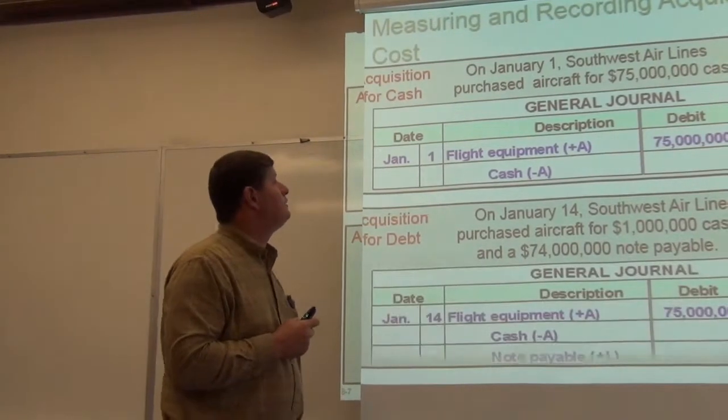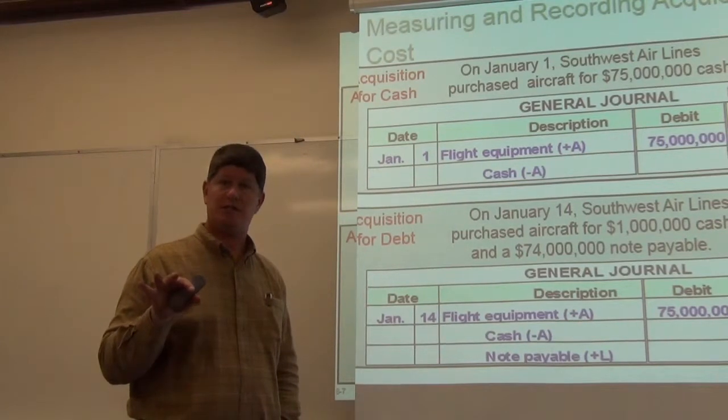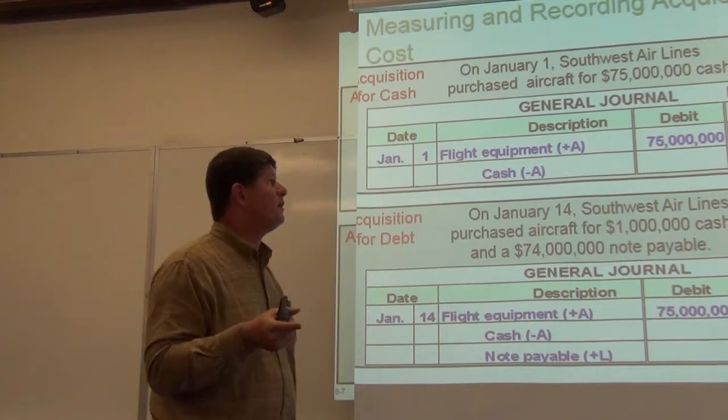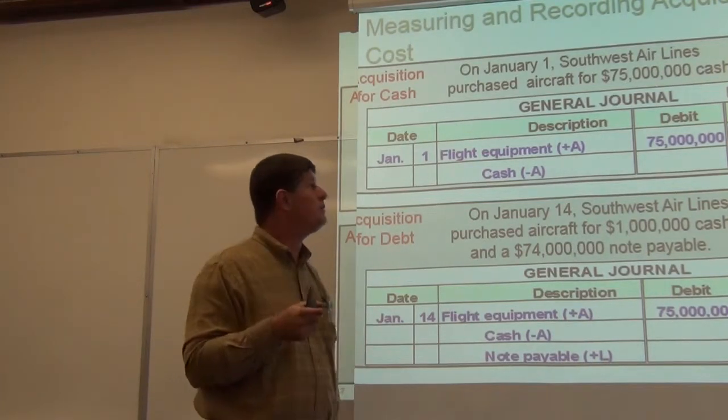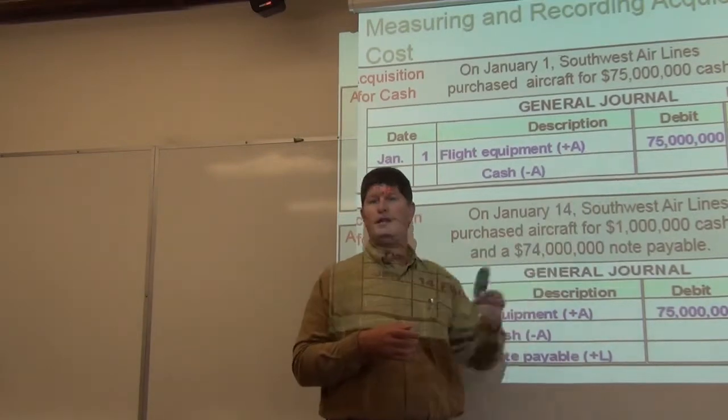So, a couple of examples for you, and I want to show you the journal entries because it's easy to follow what's going on. Southwest Airlines, remember, because those airplanes are cheap, and this information's got to be out of date because I know these things are more money than that nowadays.